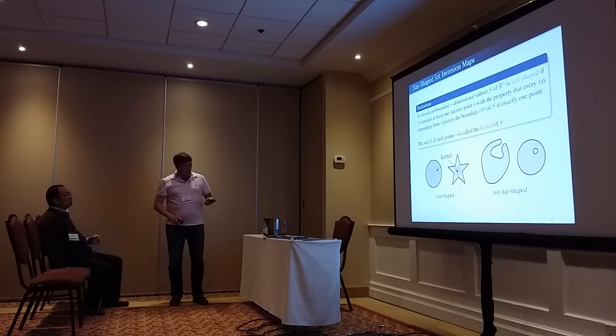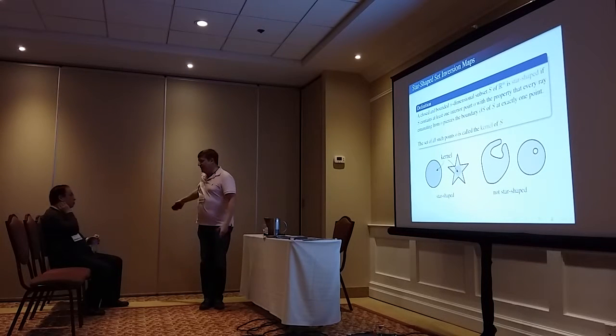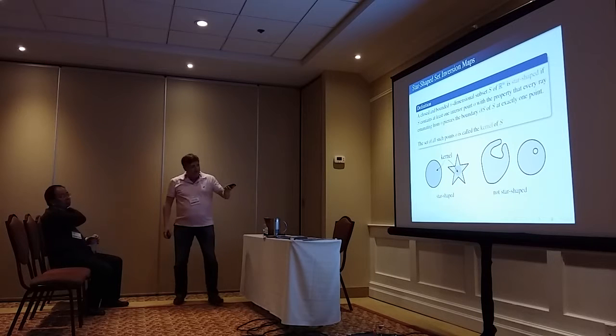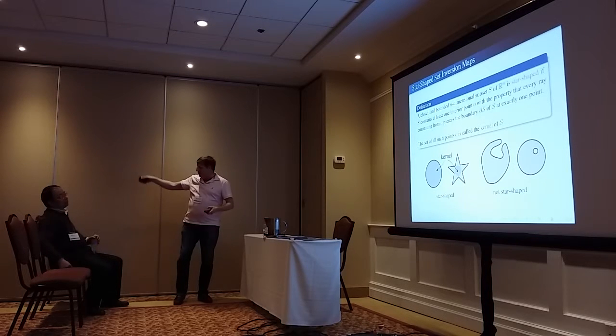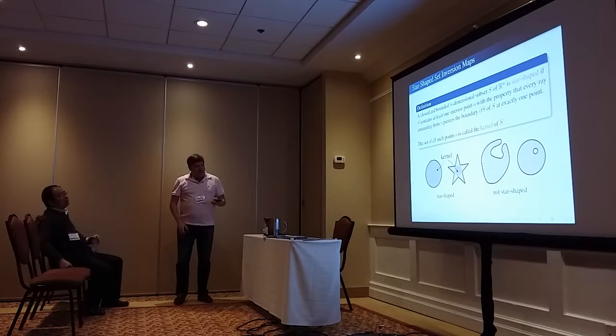So for example, the circle, every point inside, if I stand at it and spin around, I hit the boundary at one point. So every point is an element of the kernel, which is the collection of all the points that have this property. In a proper star, in this case, the interior pentagon is the kernel of points that have this property. These guys that sort of fold in strange ways or have holes in them are not star-shaped.